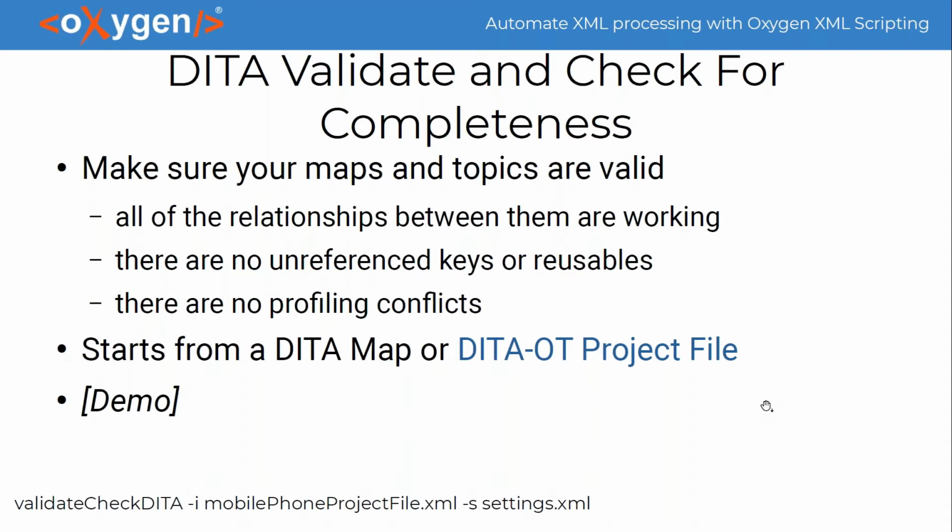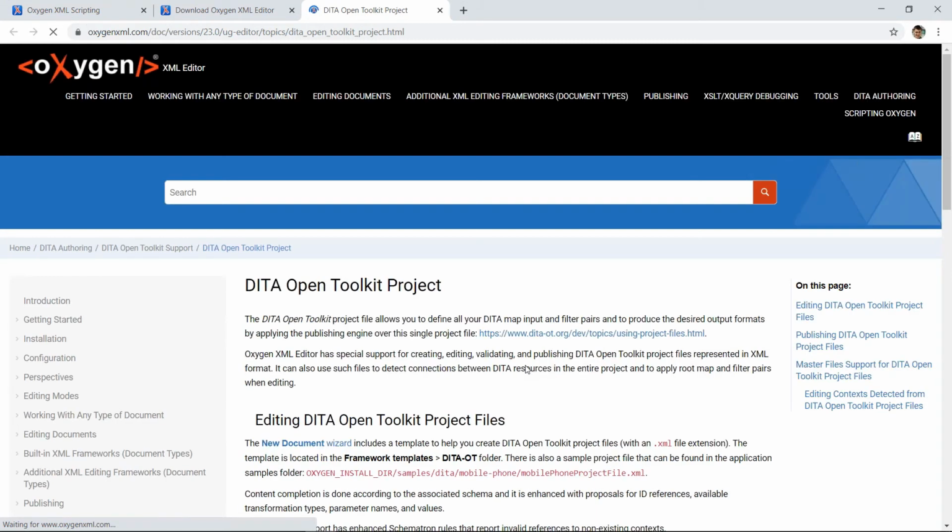This validation can start from a DITA map or, something we had in the last release, from a DITA Open Toolkit project file. Again, you can go on our website to read more about what this file actually is. Basically, in this project file, you define pairs of DITA maps and DITA val files. So these pairs represent deliverables, right?